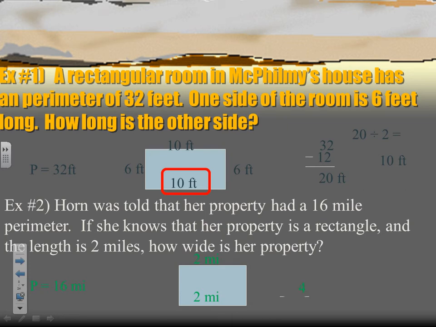The 2 and 2 gives me 4. If I subtract that from 16, I end up with 12. So I have 12 left to split between this side and this side. That gives me 6, telling us that each of those sides is 6. Make sure you circle that, showing us which is the answer.